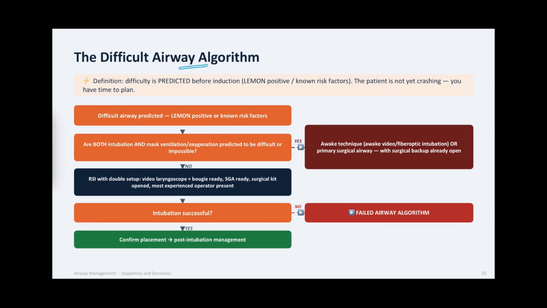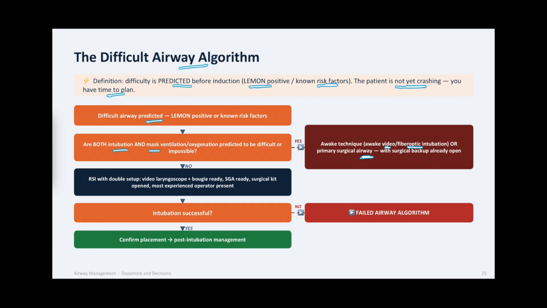Next is the difficult airway algorithm. The definition is that a difficult airway is predicted before induction, that is LEMON positive, or has known risk factors, such as a patient with a large neck hematoma or morbid obesity. This patient is not yet crashing. You have time to plan. Now let's see the algorithm. If a difficult airway is predicted, ask yourself one question: are intubation and mask ventilation both difficult? If both are difficult, then go for an awake intubation technique, either awake with video laryngoscopy or fiberoptic intubation, or prepare for a primary surgical airway.